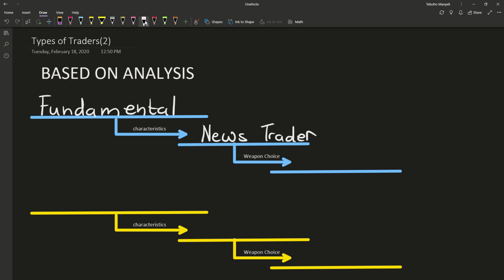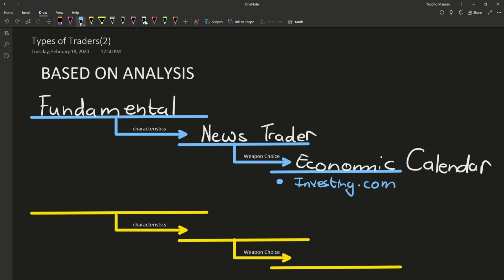His weapon of choice is the economic calendar. Okay, and websites such as, let me give you some websites, investing.com or forexfactory.com are great websites where you can go find an economic calendar. So an economic calendar is basically a calendar that has all the news events that are upcoming.